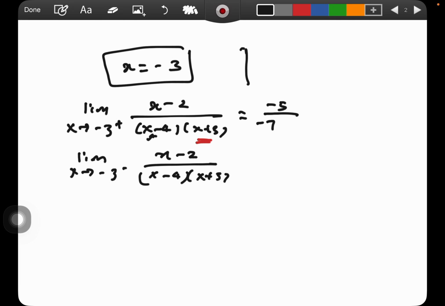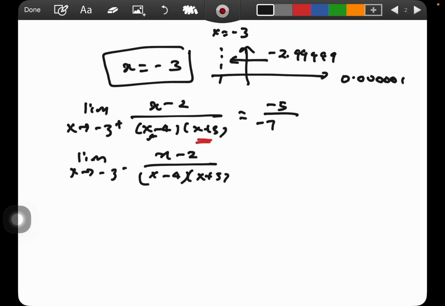Cara kita analyze very simple. So this is your x equal to negative 3 mah. So you want to travel from the right. So when you travel from right, we are talking about something at negative 2.99999 mah. So ambil ini, then you tambah 3, you're going to be getting something like 0.000001 mah. So cara penulisan is 0 from the right. So your answer, you tekan calculator, you're going to be getting positive infinity.